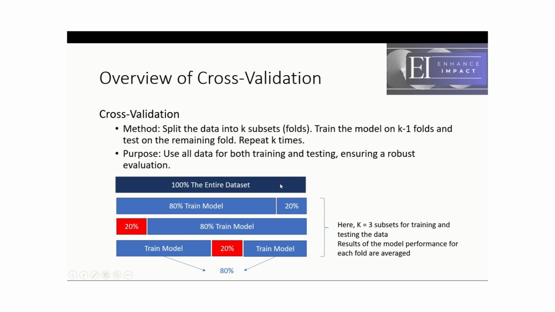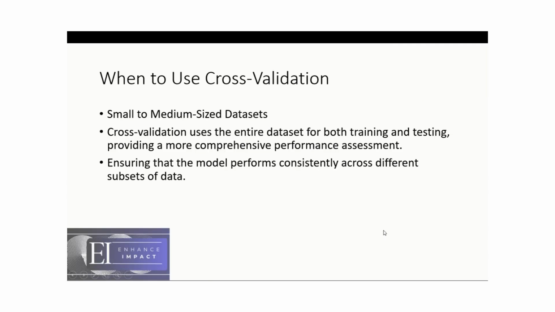So here we take our total data set and we break it into K subsets. We say I'm going to do 80% for training, 20% for testing, and then we take another part of the data set and say 20% for testing and 80% for training the model. And again, we take 80% for training and another chunk that's just 20% to test. So here we have, as I mentioned, four subsets for training and testing the data, and the results of the model performance for each fold are then taken together as an average.